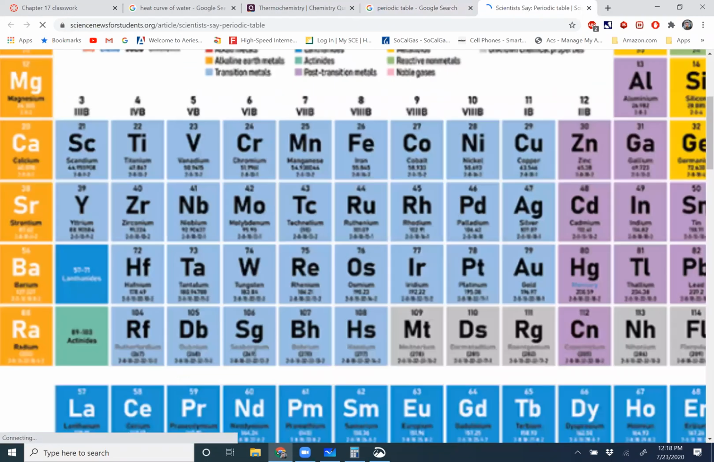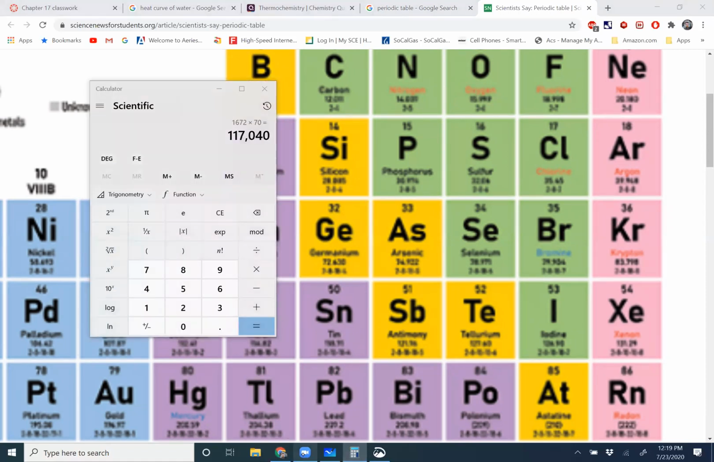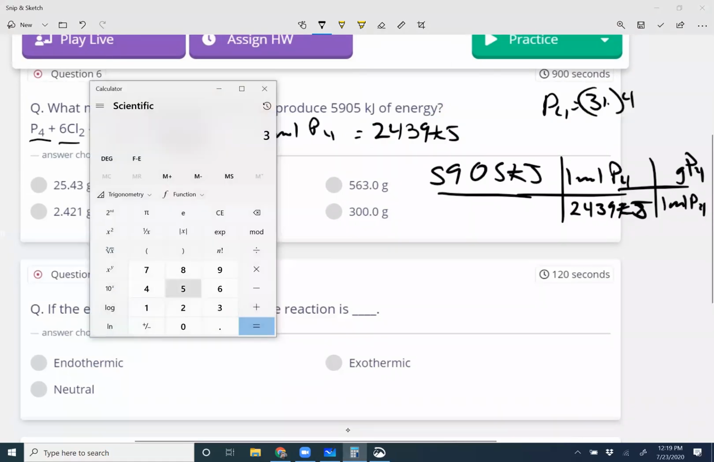Phosphorus, I think it's 30.9, so we'll just say 31. Because that's 32.1, yeah, so 31. So P4 is equal to 31 times 4, so 124.